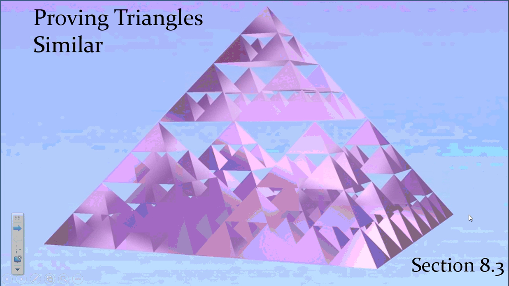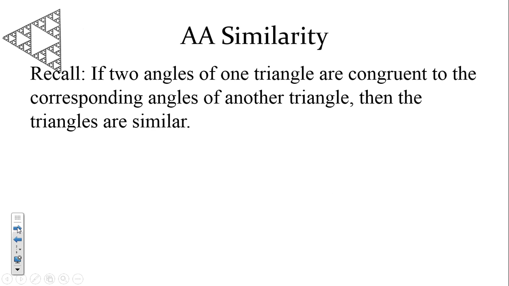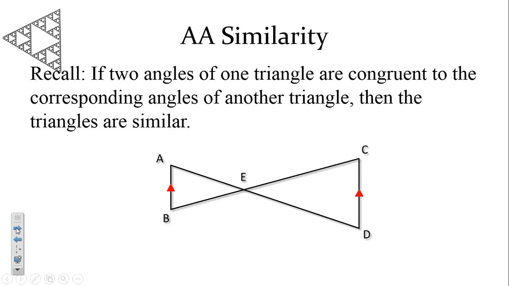So much of what we were doing yesterday seemed kind of silly because they asked us to tell them why triangles were similar, and we only had one tool in our arsenal. We only had one tool in our toolbox. That was angle-angle similarity. So this is already in your notes. We talked about it in section 8.2. Today we're going to add two more tools to your arsenal in proving triangles are similar.